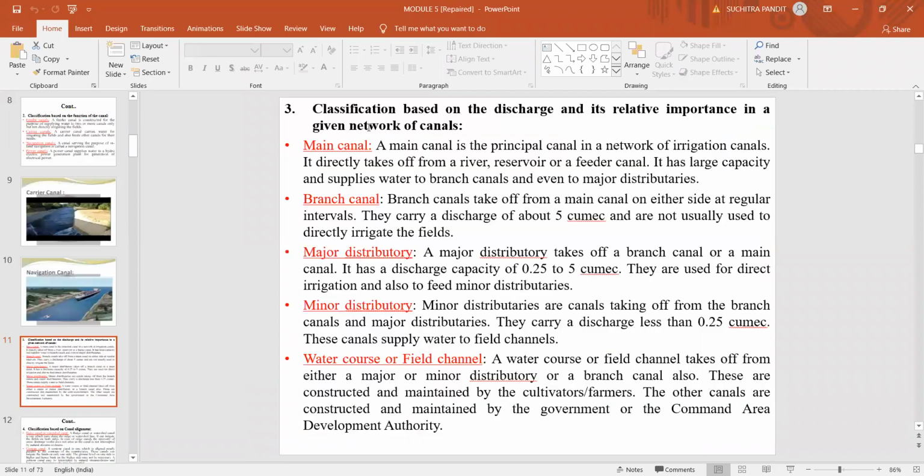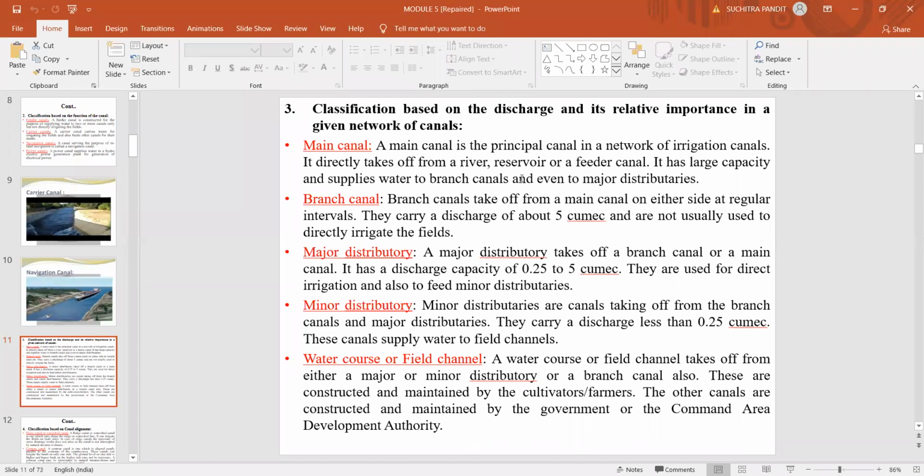Now the third classification is classification based on the discharge and its relative importance in a given network of canals. Based on discharge, the canals can be classified as main canal. A main canal is the principal canal in a network of irrigation canals. It directly takes off from a river or a reservoir or a feeder canal. It has large capacity and supplies water to branch canals and even to major distributaries.